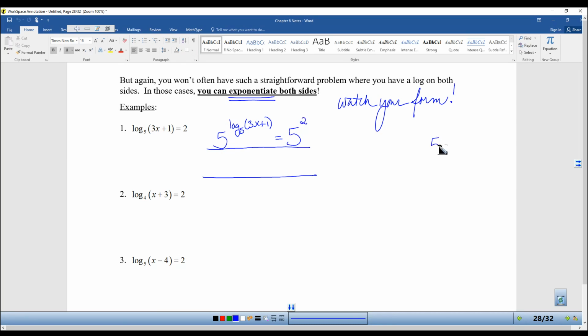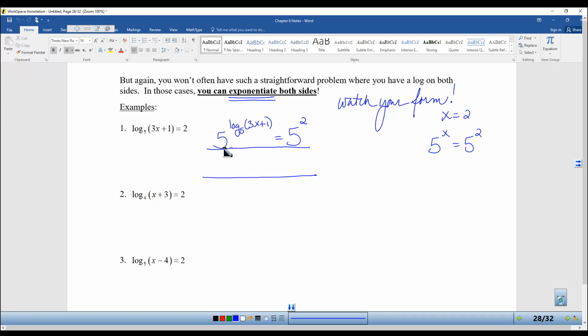Remember what we said before? If you have 5 to the x is equal to 5 to the 2, that makes sense to you, right? x must be equal to 2. Well, now we're just starting in reverse. I'm starting with x is equal to 2, and I'm choosing to make both of those the exponents with a base 5. Why would I do that?